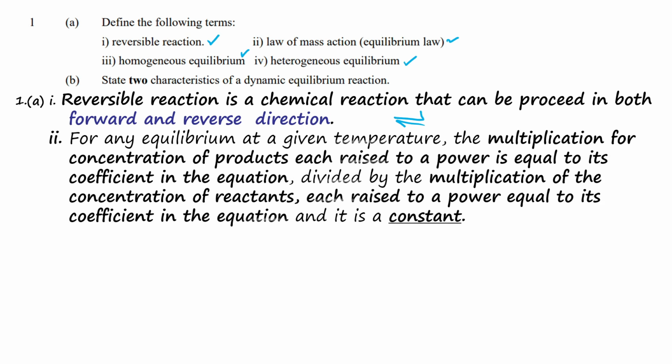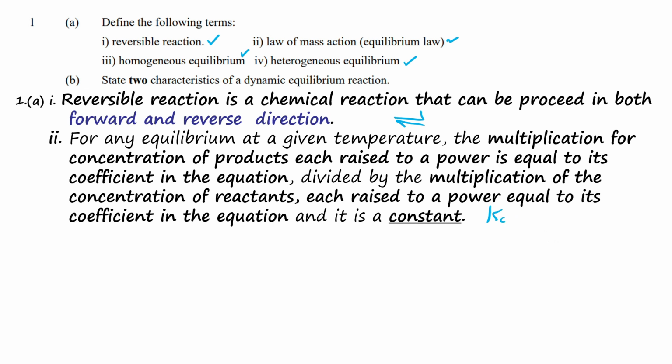Okay, number 2, law of mass action ataupun equilibrium law. So it is given by, for any equilibrium at a given temperature, the multiplication of the concentration of products each raised to a power equal to its coefficient in the equation, divided by the multiplication of the concentration of reactants each raised to a power equal to its coefficient in the equation, and it is a constant. Okay, so ini yang kita selalu tulis KC ataupun KP tu. That is the law of mass action.